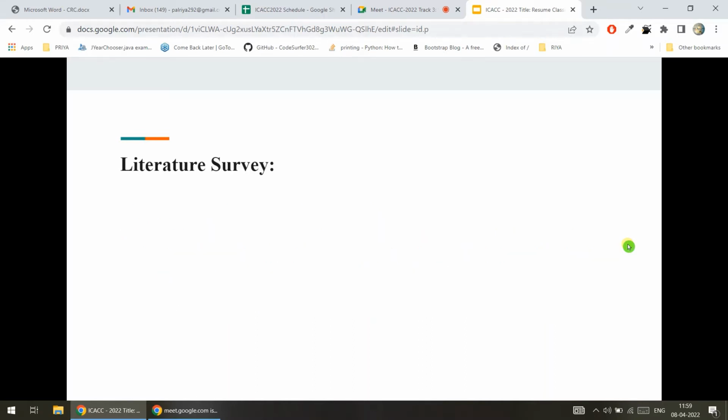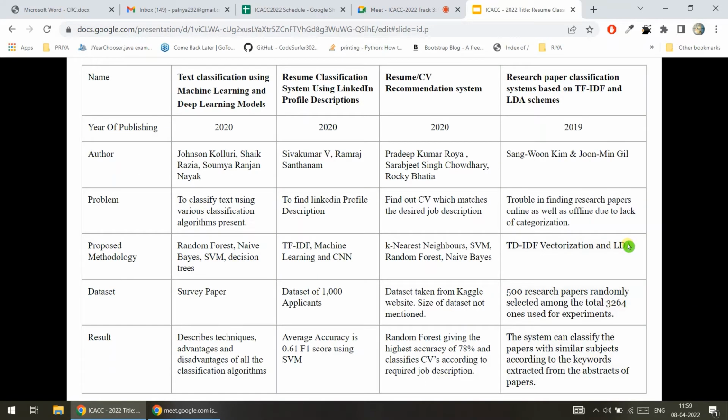So now we move on to the literature survey. Here we have mentioned 4 papers, but in our research paper we have mentioned way more than this. The first paper from left to right, which is this one, is text classification using machine learning models and deep learning models. The first paper helped guide us through all the existing machine learning algorithms, their efficiency, their workflow, and it gave us information about the advantages and disadvantages in the field of text classification.